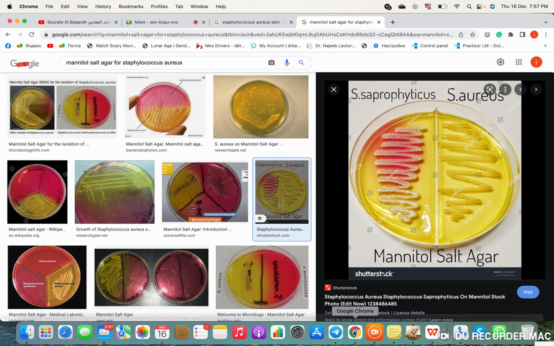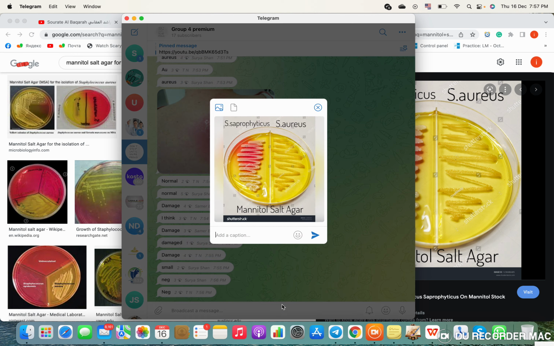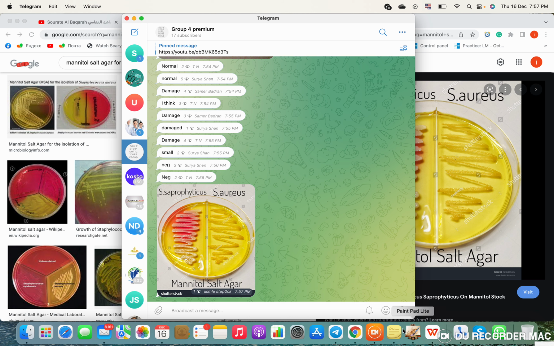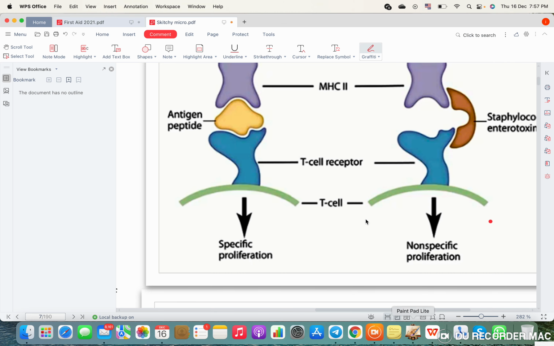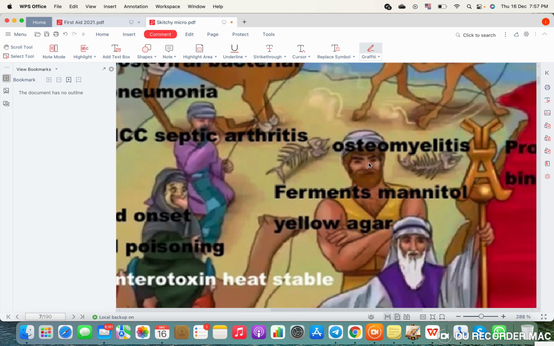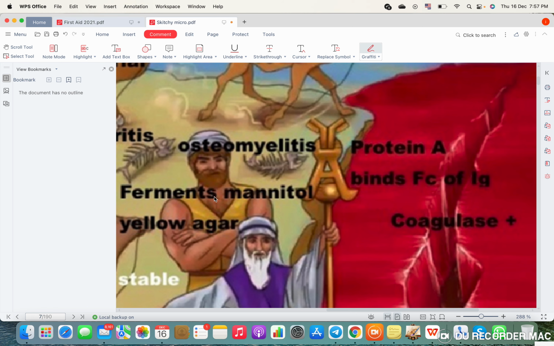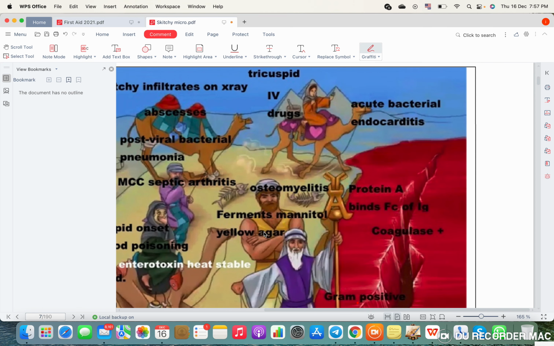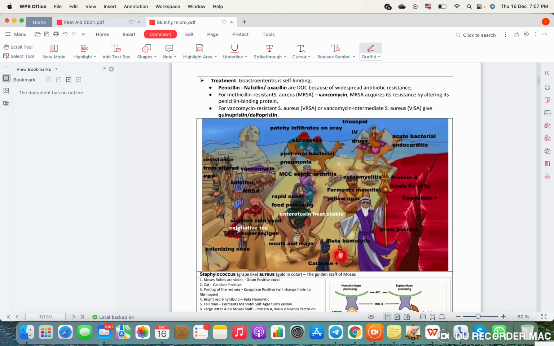Let me show this for you. How do they represent this on Sketchy? Let's take a look. On Sketchy, they give you this yellow man, so it's mannitol, it ferments mannitol, which gives yellow agar, yellow shirt, basically yellow clothes. So this is the mannitol. Well, he's a tall man.